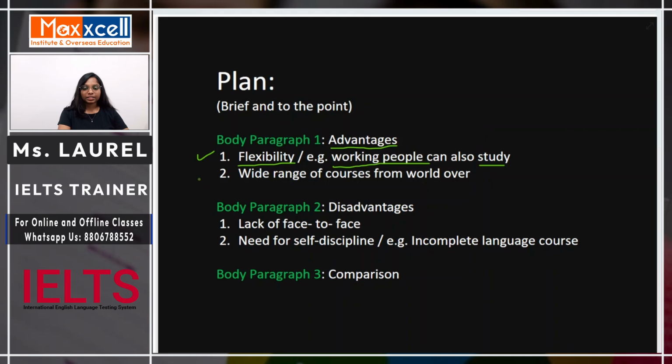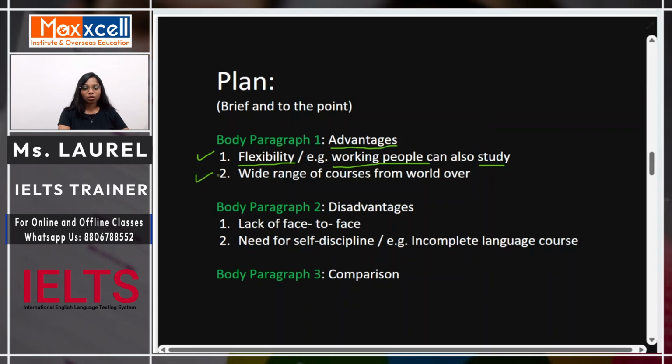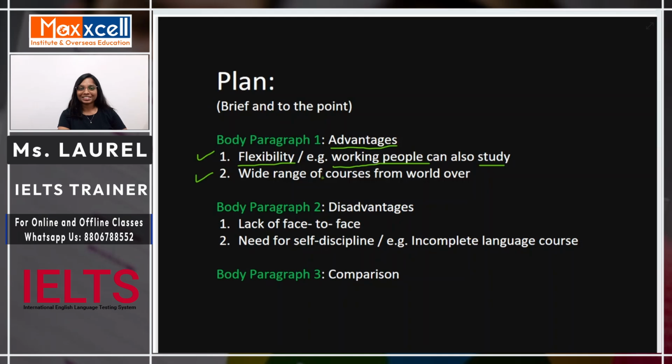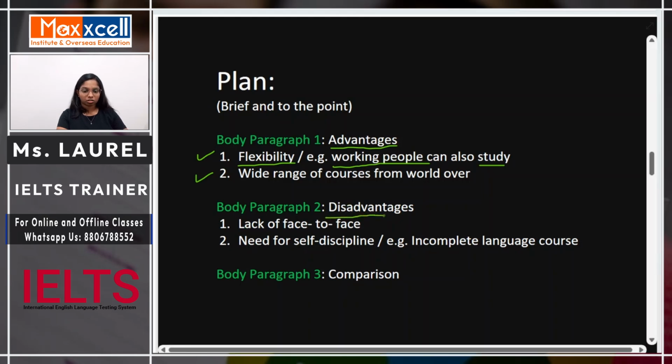Correct? And then the second point that I have taken is the wide range of courses from world over. Even universities like MIT and all of these other elite universities offer free courses sometimes, or if not free, then the price range is very minimal and you get the best of the teaching and the best of the courses available. Coming to body paragraph 2, we will dedicate this paragraph to the disadvantages.